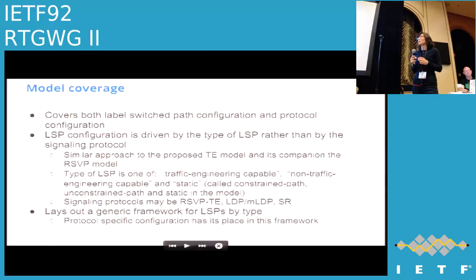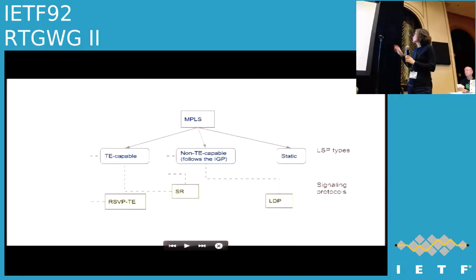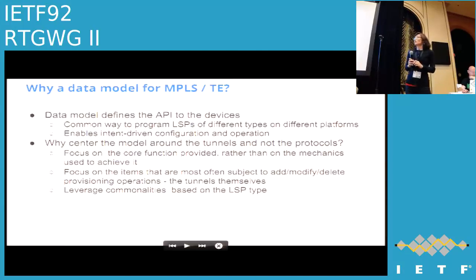Next, please. So why a data model at all? Well, we all know why a data model, because we want to have intent-driven configuration and operation. And if that is the goal, then what this means is that you want to focus the model around the core function that is provided. And that core function is the label switch paths themselves. It's not the protocols, the mechanics that are used in order to achieve this.